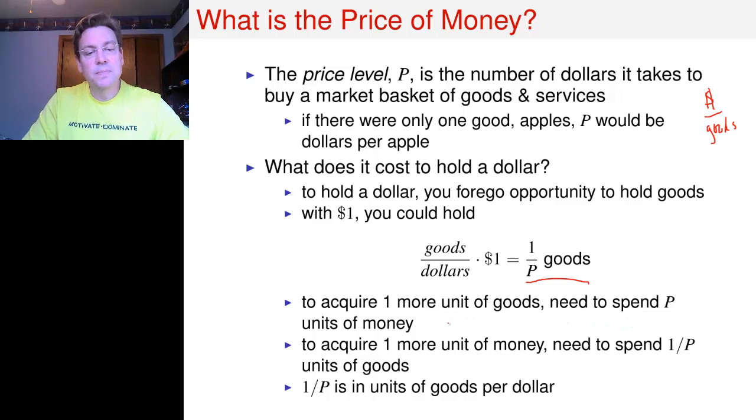of money. Or to put it on its head, to acquire one more unit of money, that is the cost of money, you need to spend 1 over P units of goods. The 1 over P is the units of goods that cost per dollar. And therefore, we can think of 1 over P as the price of money.